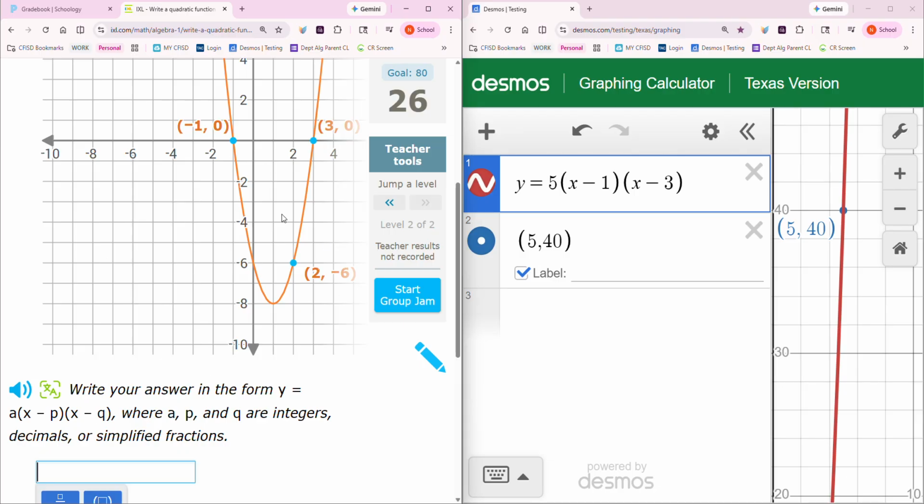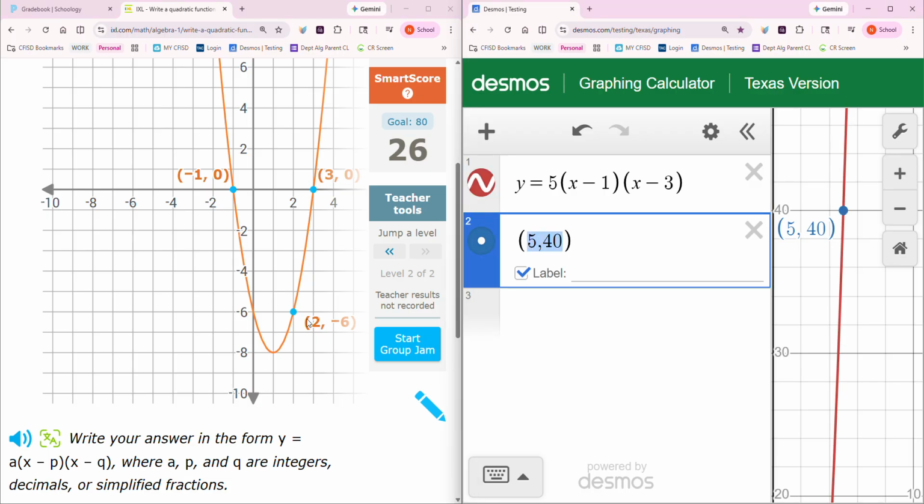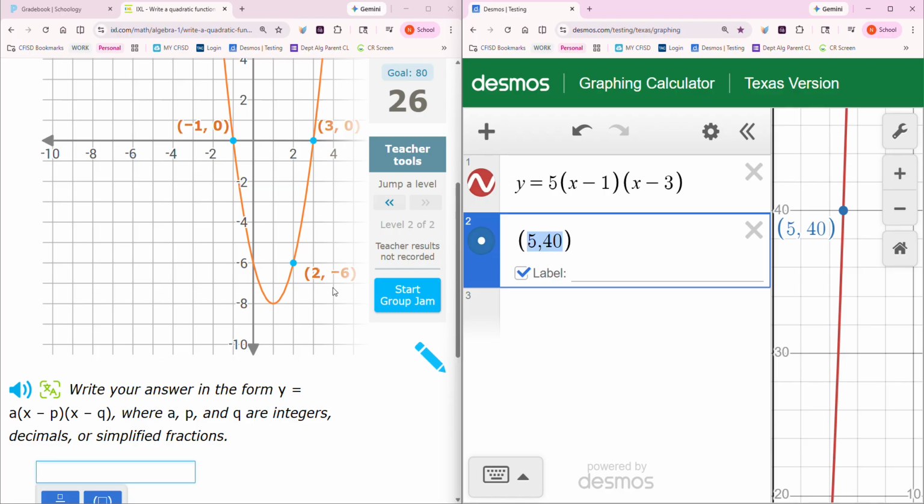On this problem here, we are writing it from a graph. We're literally going to do the same thing. We have this point right here, 2, -6. In some ways, it's a little bit easier in this problem. I'm going to tell you why in just a moment. So we know that we're going to have it be y equals.